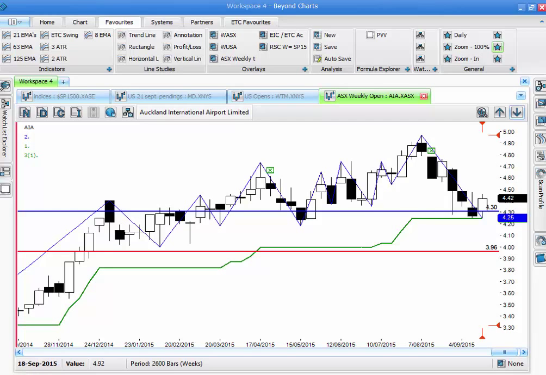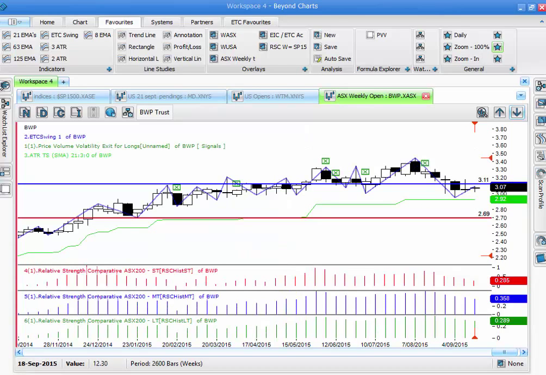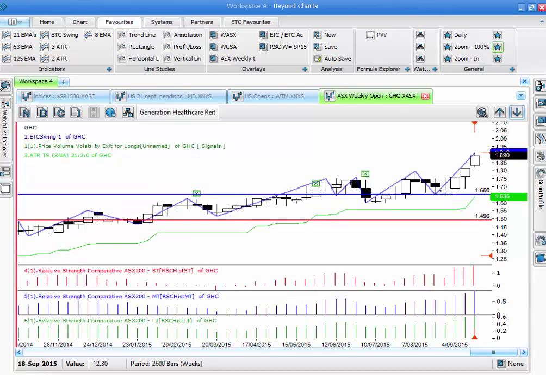AIA, this is just some of the other ones in the portfolio there. Auckland International Airport, no change to that one. A little bit of weakness on that recently. ARB, again, it's going sideways, but interestingly, it's still exhibiting relative strength stronger than the broader market. So it's going sideways whilst the market is going down, and hence the relative outperformance there. BWP, similar sort of story there, really going sideways, trying to do its best to hold up along the way.